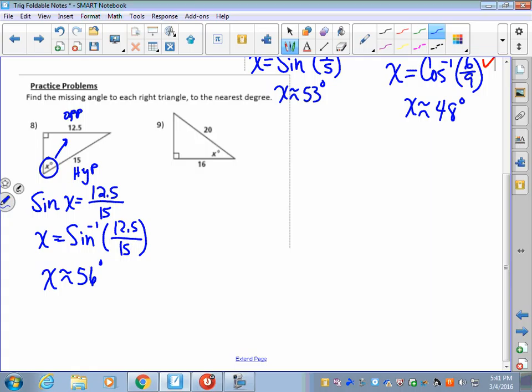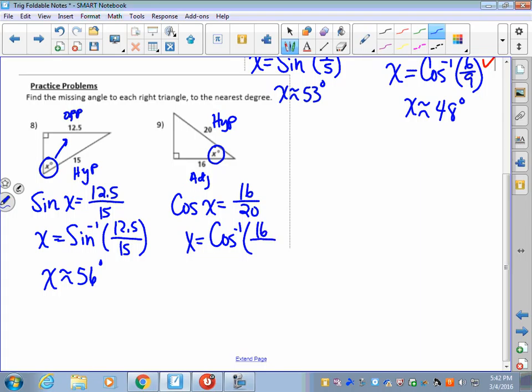Okay. I'm going to go ahead and walk through number 9. Make sure you have the same setup. Start off with circling our angle. 16 is adjacent. 20 is our hypotenuse. What trig function is dealing with adjacent and hypotenuse? That would be cosine. So we have the cosine of x equals 16/20. So x is equal to the cosine inverse, the inverse cosine, either way, of 16 divided by 20. So x here was approximately 37 degrees.